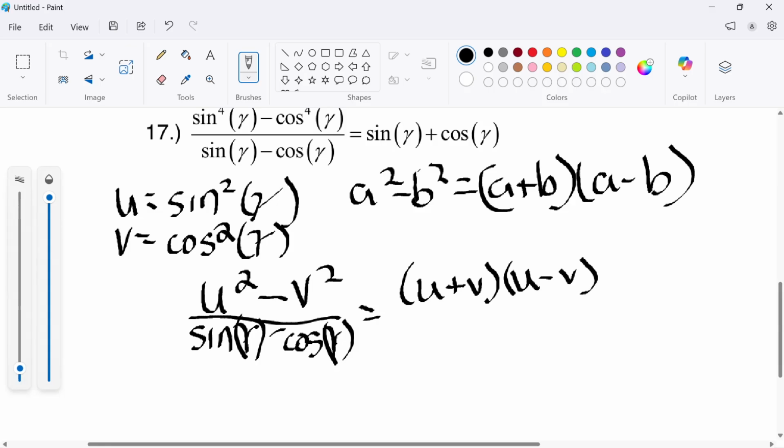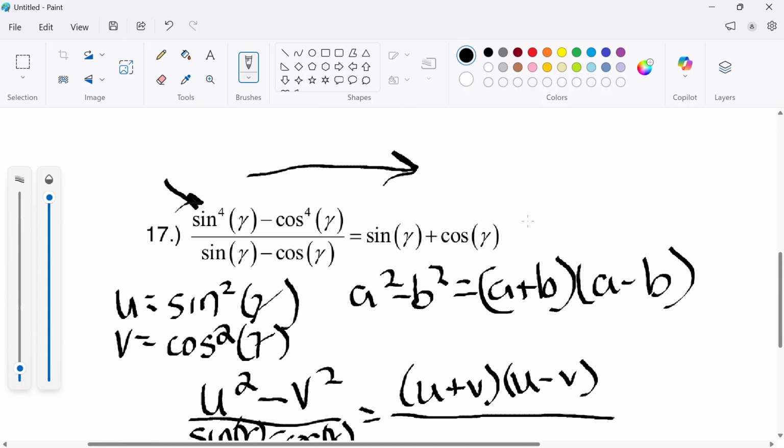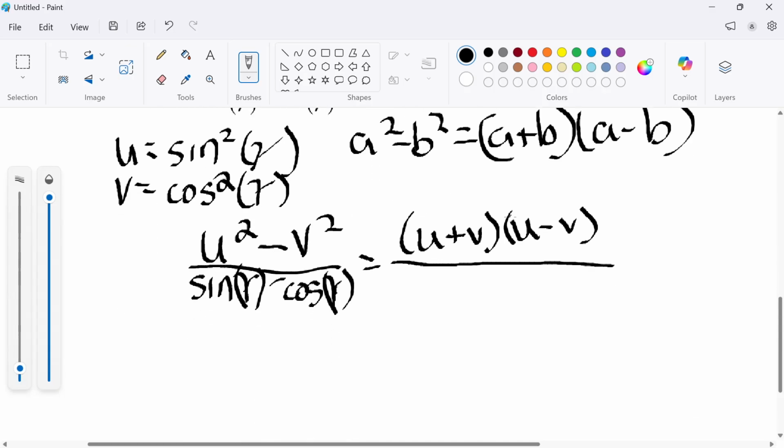I'm only doing this substitution to make it simpler. If you can deal with sine to the fourth as sine squared gamma, squared, then that's fine. But u substitution, v substitution makes it a little bit clearer. So this is sine gamma minus cosine gamma. I always like to put parentheses.